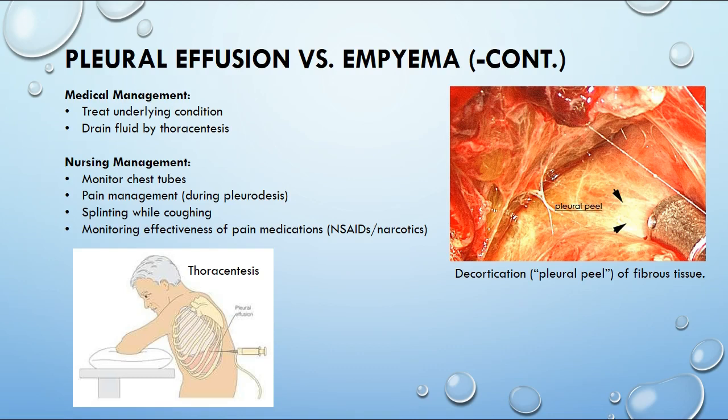Pain management during pleurodesis. Pleurodesis is basically used if there is fluid buildup between the pleural spaces. They will put a powder in there that will help readhere the pleural layers to decrease the area for fluid to build up. Teach patients about splinting with coughing, and monitor the effectiveness of their pain medication, because there's going to be a lot of discomfort, and if it hurts to breathe, there's going to be a decrease in ventilation.